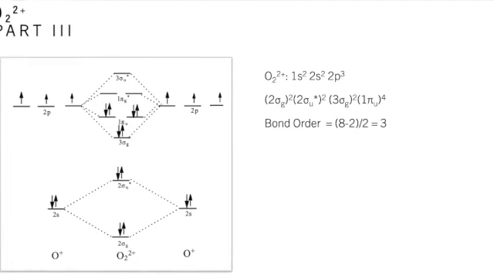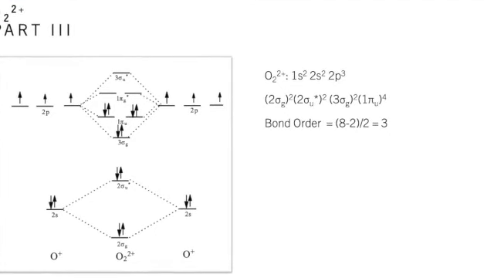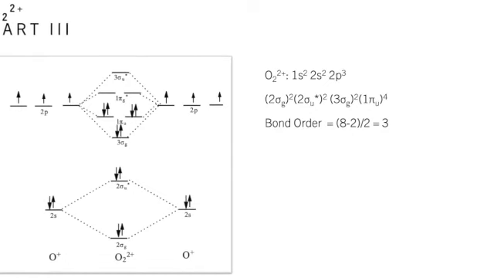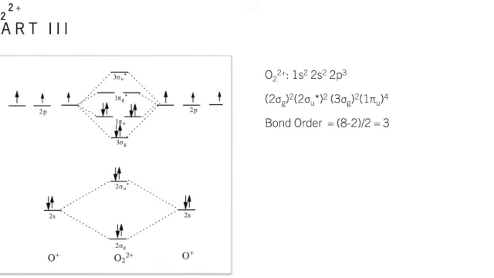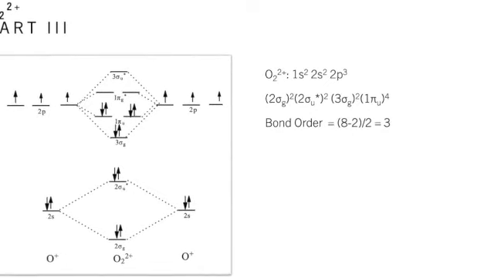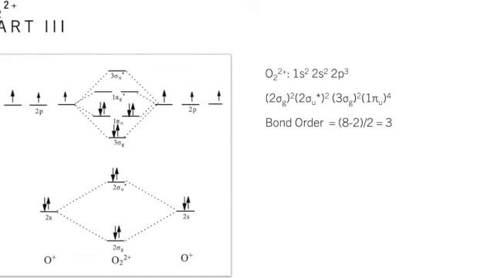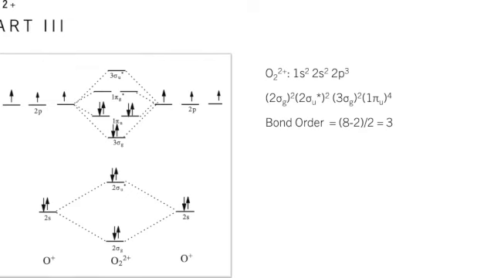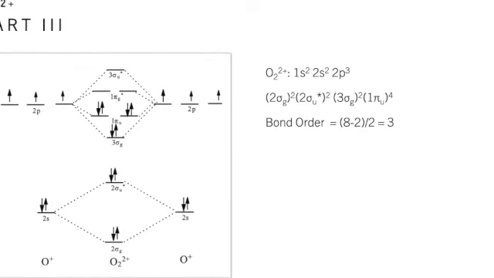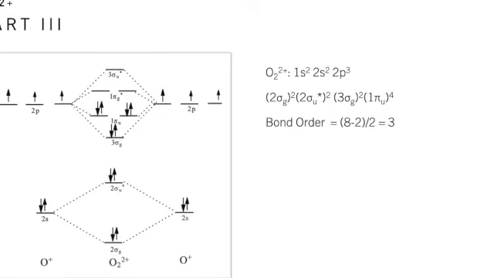Also, the 1πu molecular orbital is higher in the O2 2+ molecular orbital diagram than it is in the dinitrogen molecular orbital diagram. They have the same bond order of 3 and have the same number of electrons in the 2s and 2p orbitals as dinitrogen.